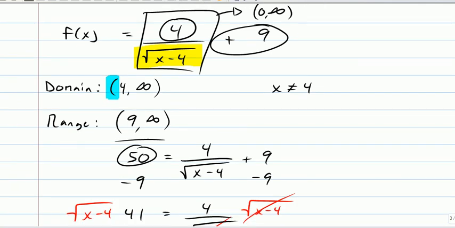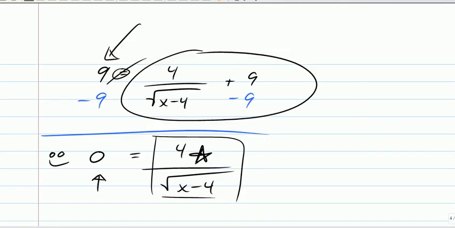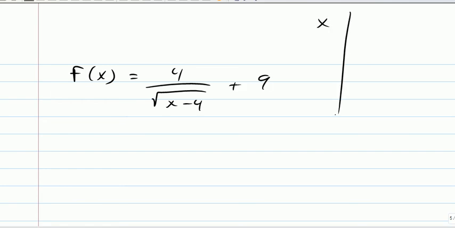So you've got the domain, you've got the range of f of x. Now we just need to find f inverse. So this is more procedural for you guys. So f of x equals 4 over square root x minus 4 plus 9. I want to give you a way to check your answer in the end. Let's say when x is 5. What's f of x? Well, f of x is 4 divided by the square root of 1, which is 4. 4 plus 9 is 13.